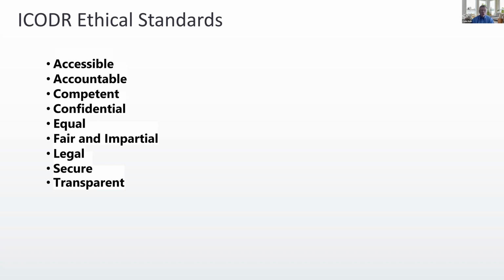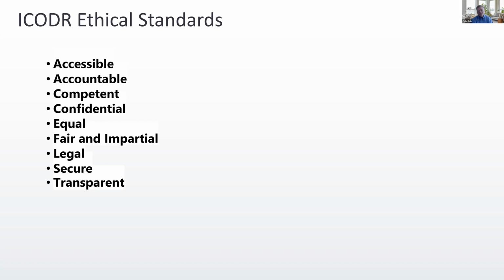Now, the goal was to transform those 30, 40-page academic articles addressing all of these points into something that you could read very quickly, maybe even carry around on a card and train against. So that's where each of these standards come from. And I'm going to talk through each one of these, and we can talk about some of their background. But essentially, the ethical standards can be grouped into these 9 areas: accessibility, accountability, competence, confidentiality, equality, fairness and impartiality, legality, security, and transparency. Those are the 9 areas that we call out in the iCoder standards. So let's look at each one individually.